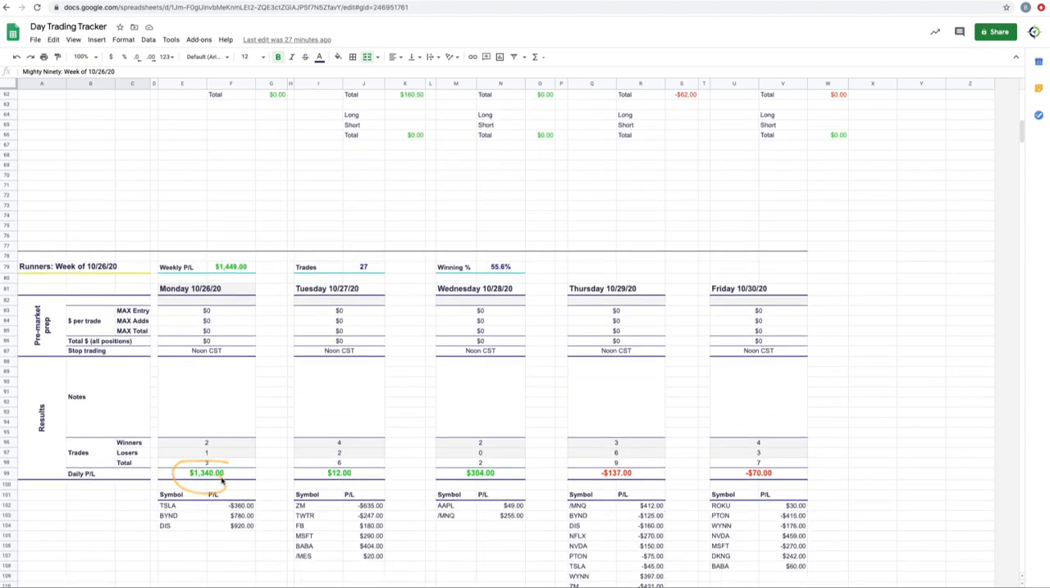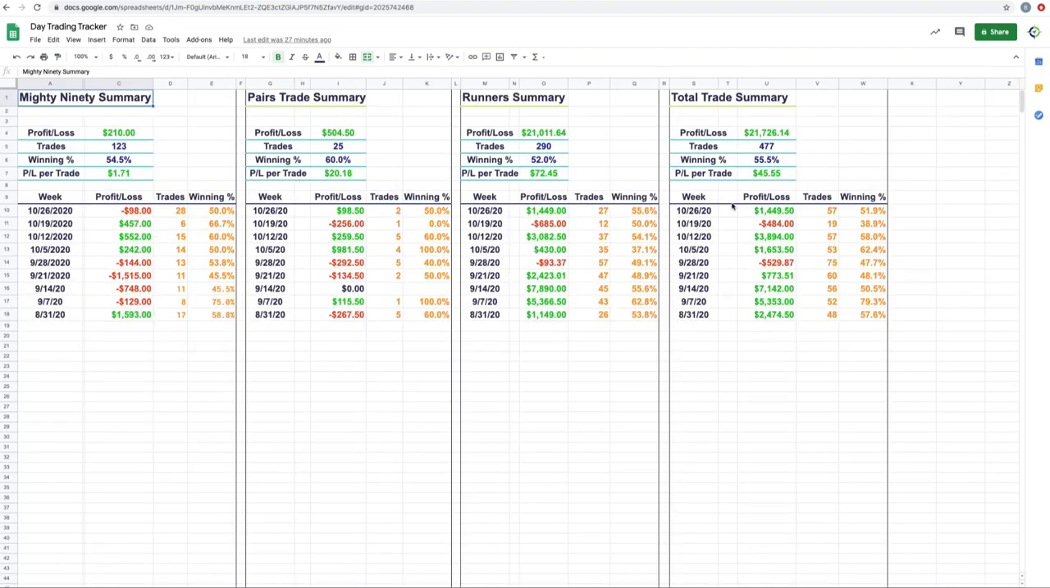But regardless, let's take a look at our summary here. So for the week, total 14.49.50. And total profit since we've been tracking since the end of August is now over 21,000. So we continue to do well on the day trading, having a lot of fun.